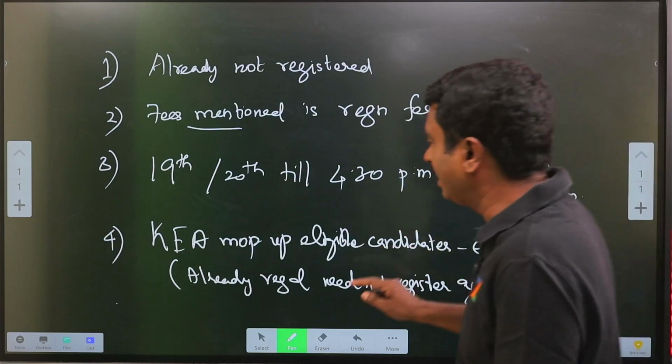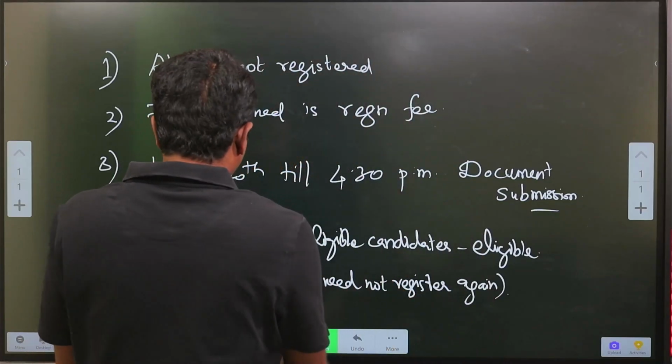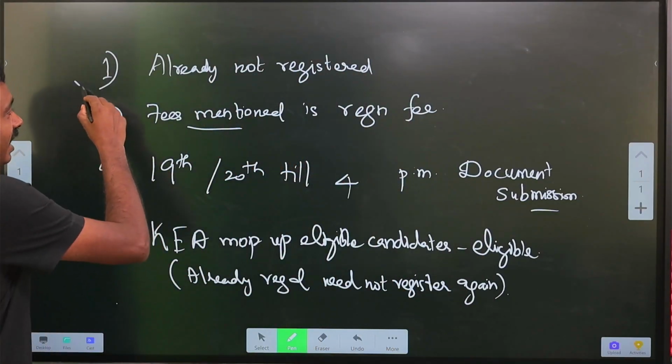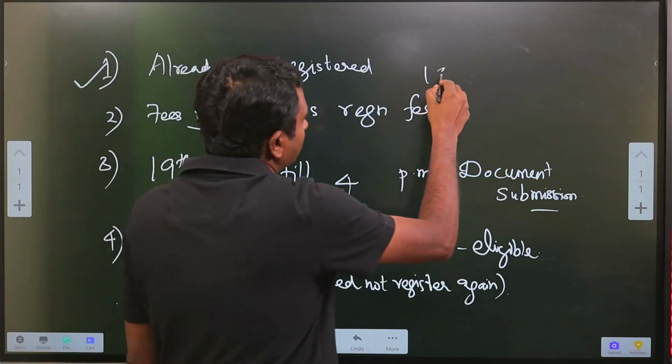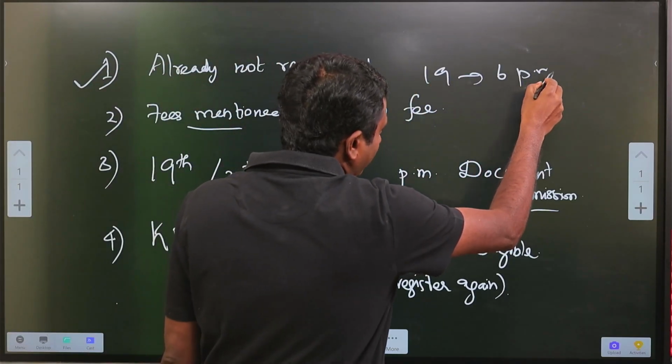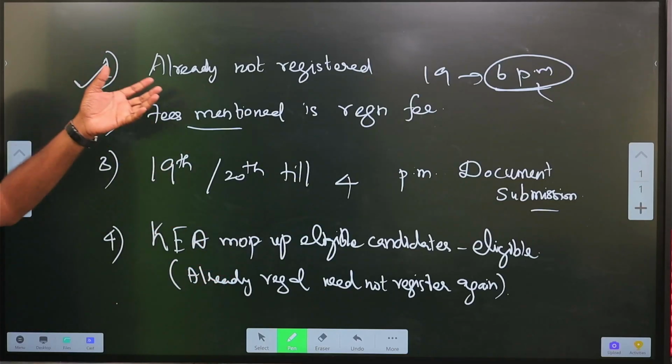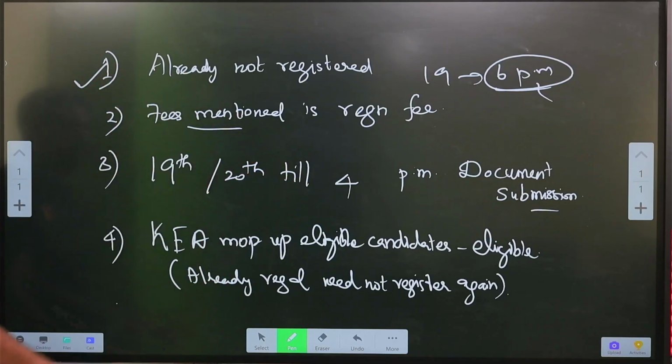Re-emphasizing what we have already mentioned. Already not registered, you have an option to register till 19th, 6 PM. Don't wait till the last minute. KEA is bound to have issues. Quickly go ahead and register. You want help? We have a demo for subscribers. You can also go through that.